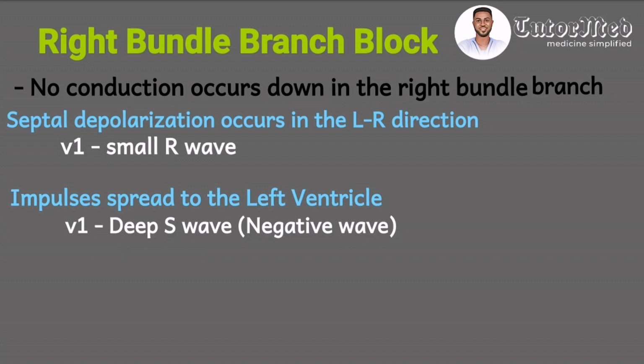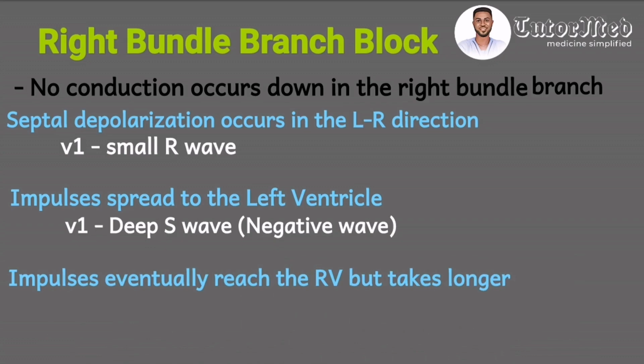Then eventually, the impulses reach the right ventricle from the left ventricle, because remember that the heart cells are interconnected by gap junctions which allow for the spread of impulses. It is just that the spread of impulses to the right ventricle this time will take longer, and so finally the right ventricle would also depolarize, and then V1 will see this as a positive R wave. Why? Because it is a right-sided lead, and so it sees the right ventricular depolarization coming towards it.